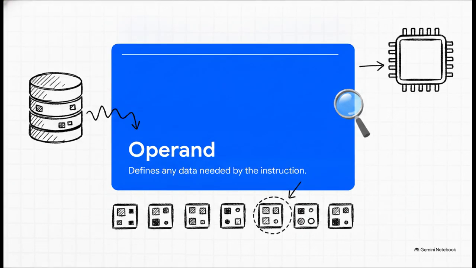And if the opcode is our verb, the operand is our noun. It defines the actual data needed by the instruction. It represents the specific piece of data, or maybe the exact memory address, that the opcode is about to manipulate. Now, a system can technically have instructions with 0 operands, or even up to 3, but most often we just see one operand pairing up with the opcode to get the job done.